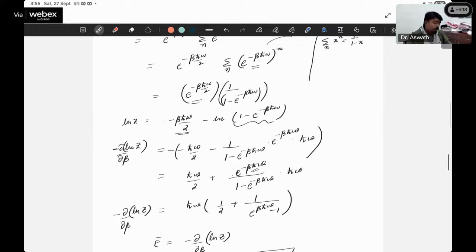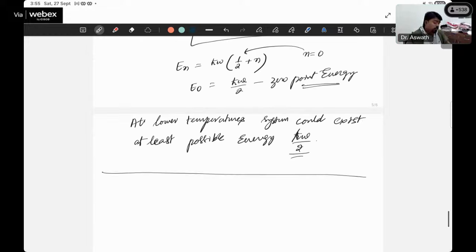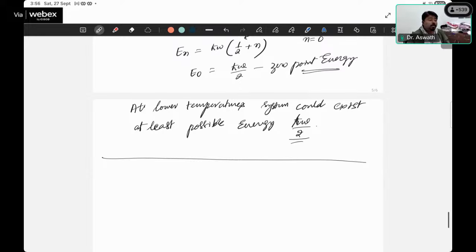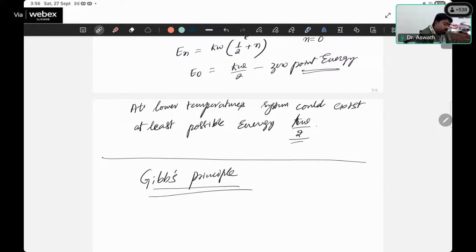Okay, right? So what we'll do, we'll go a little bit higher to an advanced level and we'll talk about the Gibbs principle. Again, it is in the equilibrium situation only. And what is this Gibbs principle? What is this capable of? We'll see this after the 5 minutes break. So let's take a 5 minutes break.